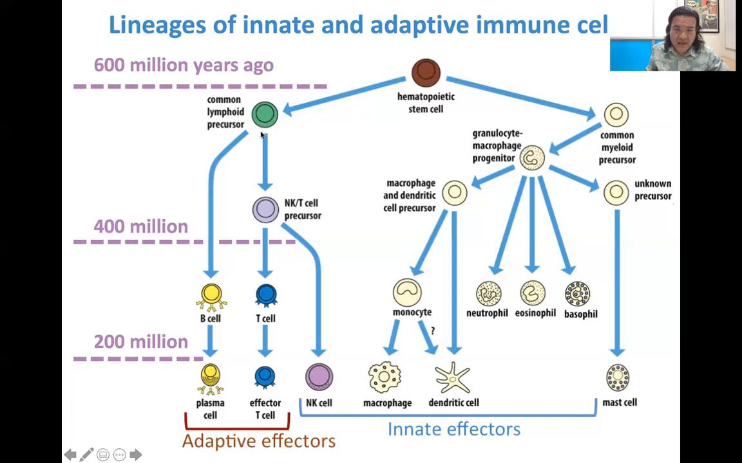So you had then the creation of things like natural killer cells. Maybe about 400 million years ago, you saw a divergence. Things like T cells were formed. And then, 400 to 200 million years ago, you had the development of B cells.